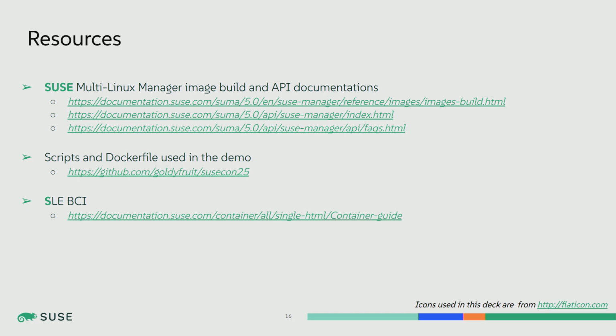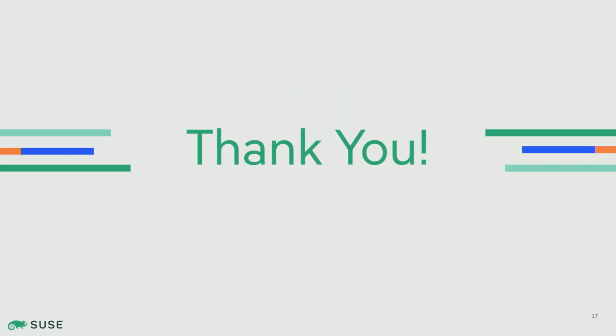These are the resources that are available. I mentioned the container API, and of course, the image build section, which will speak about how to build container images, but OS images as well. You will have access to the Git repository. You already have access to the Git repository, so feel free to fork anything. It's all good. And there is the SLE BCI discovery guide to know a bit more about that. And with that, thank you.